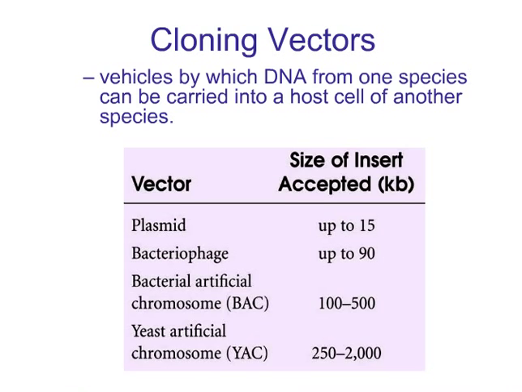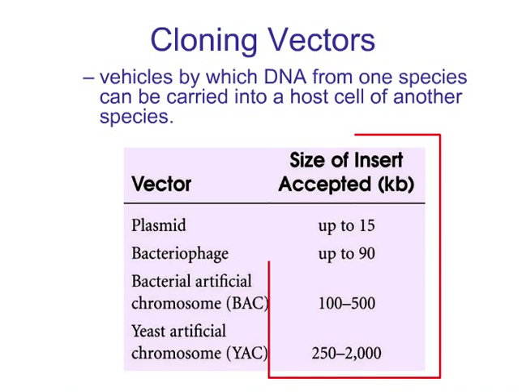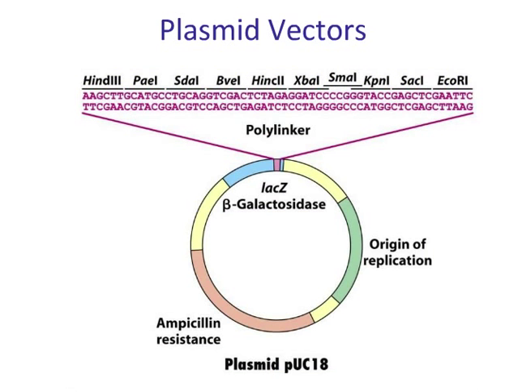Cloning vectors are vehicles in which DNA from one organism can be introduced or inserted into a host cell of another organism. There are several varieties of them, including plasmids, bacteriophages, bacterial and yeast artificial chromosomes. The major difference between all of these being the size of DNA that can be inserted into that vector.